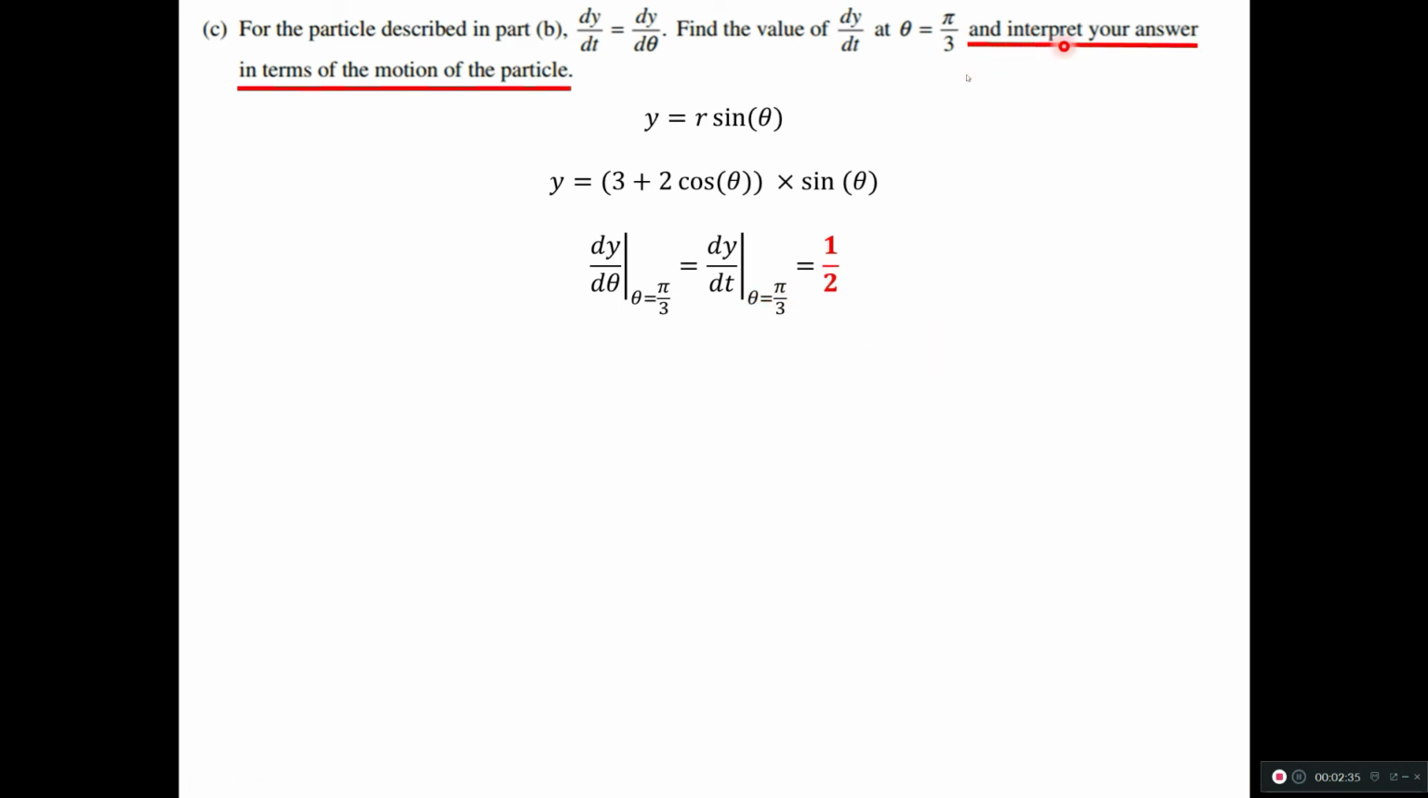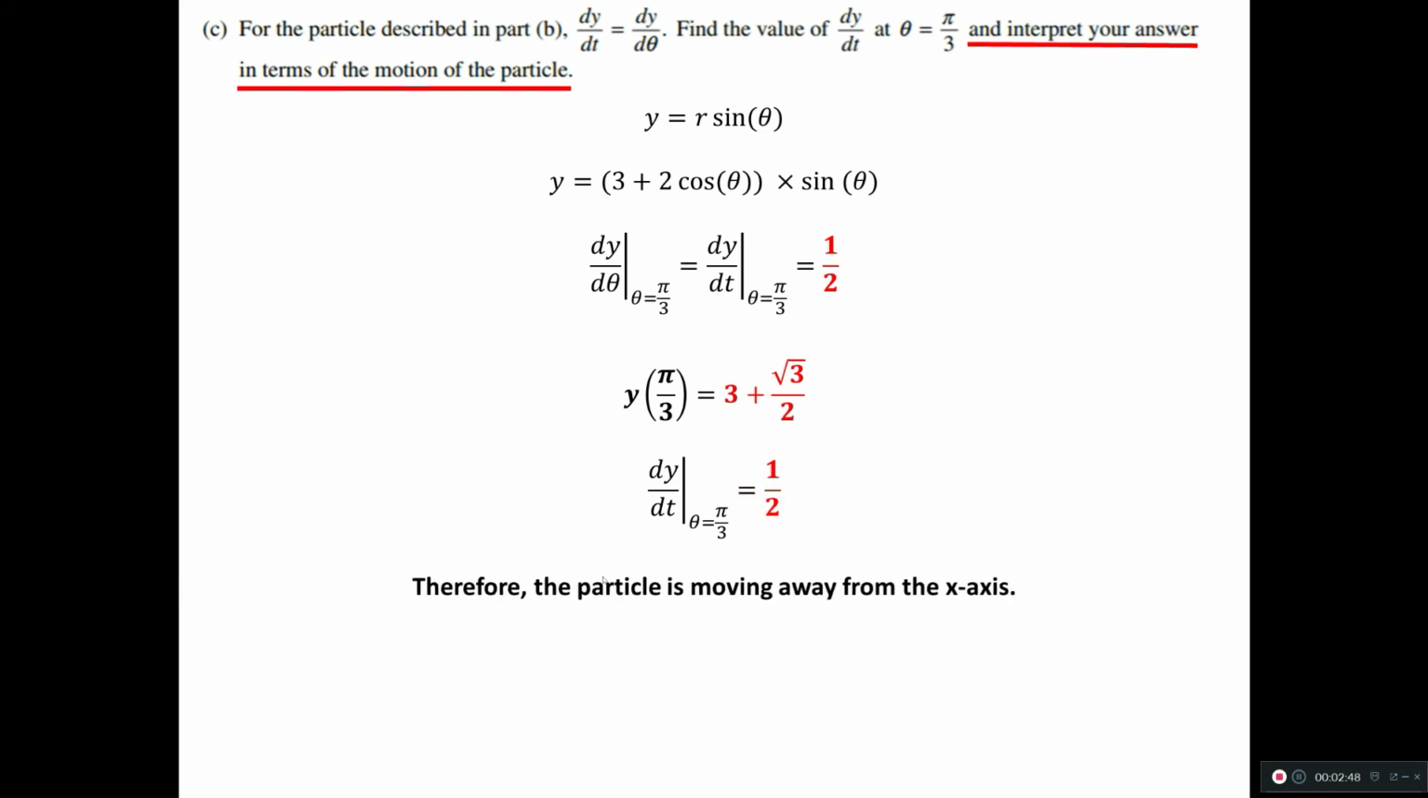And again, we have to interpret our answer in terms of the motion of the particle. So what we do is we find y of pi over 3, which turns out to be 3 plus root 3 over 2. And we find dy over dt is 1/2. So the particle is therefore moving away from the x-axis.